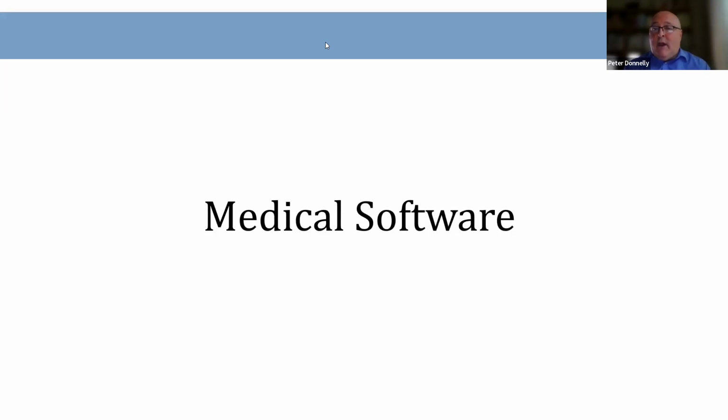Likewise, as I mentioned at the very beginning, if your intended purpose is to perform the functionality of a medical device, you must then get the CE mark.